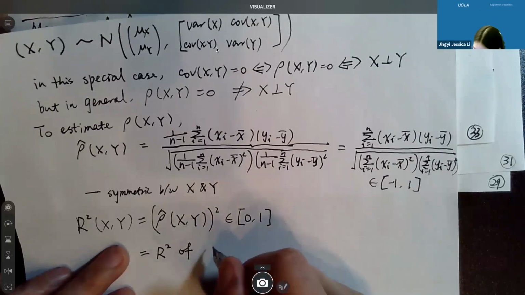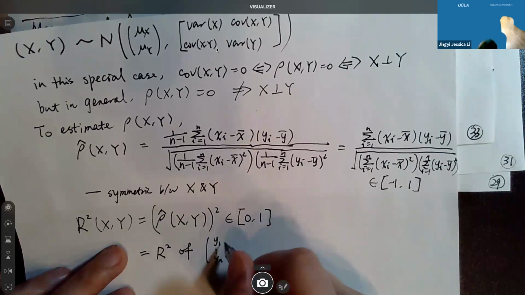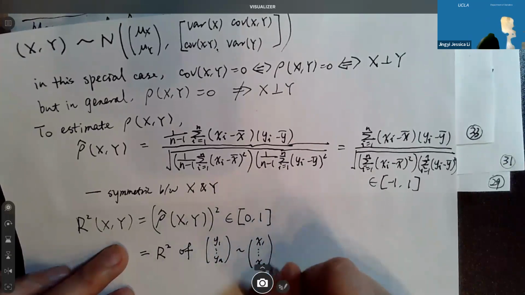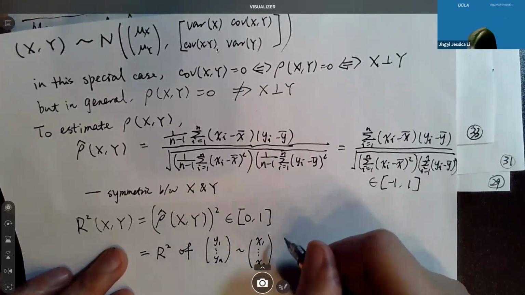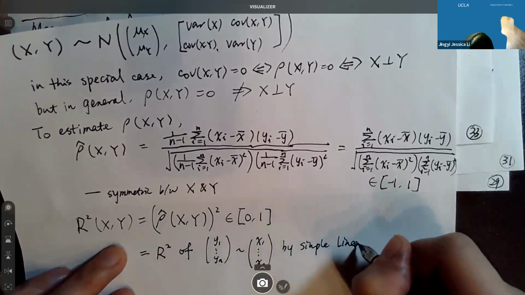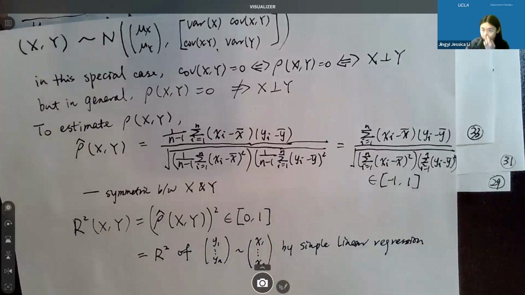That is if you regress y1 to yn on x1 to xn by simple linear regression. This is a very interesting thing because when you do simple linear regression, it's not symmetric. So like the line you obtain by regressing y on x is not equal to the line when you regress x on y. So these two lines are not equivalent of each other.